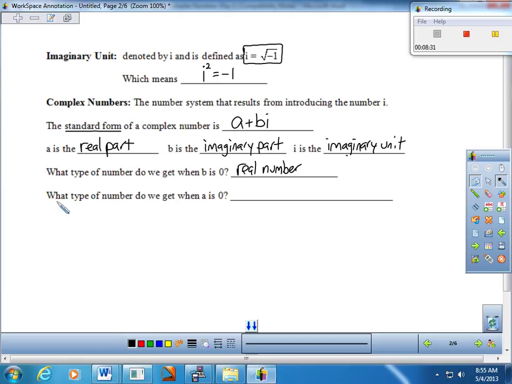But let's go a little further on this. Let's get a little more specific. What type of number do we get when a is 0? So when this goes away, we're just left with this piece. Obviously, it's imaginary. It goes a little further. We would call it a pure imaginary number. So one more time. If b is 0, we get a real number. If b is not 0, and you kind of have both pieces, it's an imaginary number. It can be expressed differently, but we would call it an imaginary number. But officially, when a is 0, then it becomes a pure imaginary number. You're just focused on this piece right here.